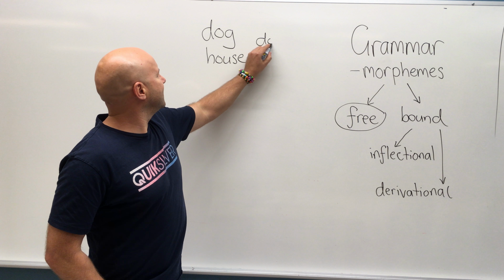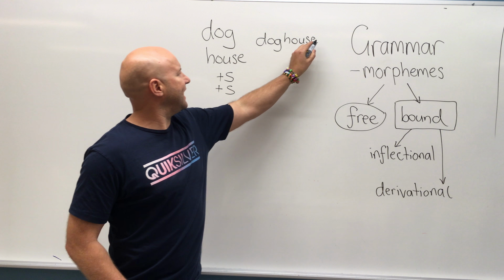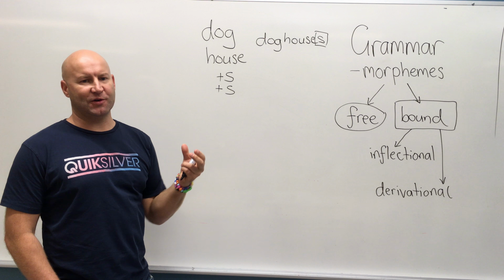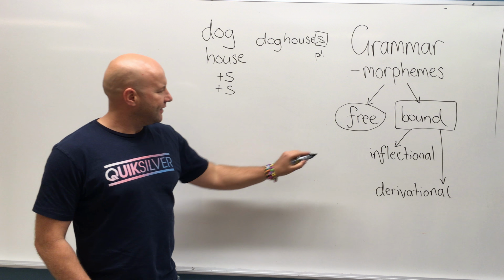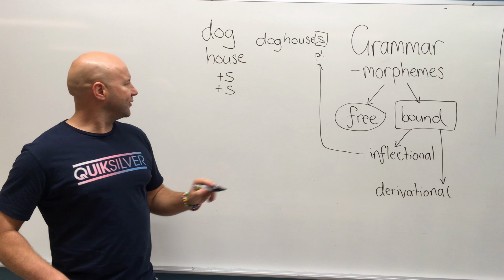Bound morphemes are bound because they need to be attached to something, to another morpheme, in order for their meaning to be activated. So in English we have an S morpheme, and we actually have two of them. And if we add this S to the end of this word, we're adding information, we're adding grammatical information. We're saying that there is more than one dog house. So the information we're adding is plural. And this makes this an inflectional morpheme because we're adding grammatical information.